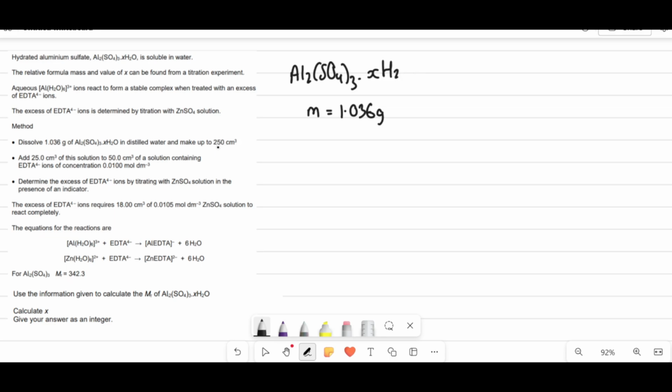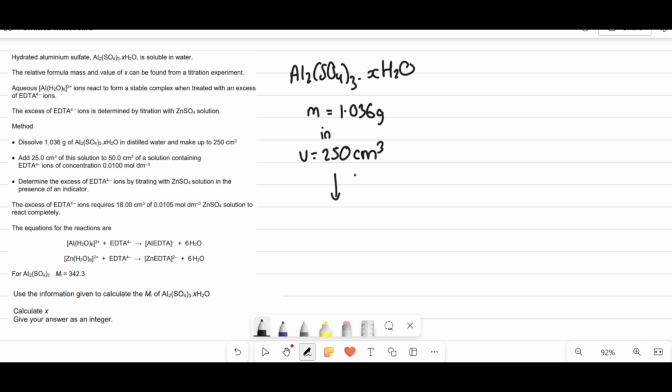So there's a volume here. Who does this volume belong to? Whoops, I don't know why that disappeared. That volume belongs to the Al2(SO4)3.xH2O, eventually. So what they've done is they dissolve this mass in a volume of 250 centimeters cubed. It's not a different thing. It's not a different entity. All of this eventually went in here. This is the stuff that I see people screw up a lot.